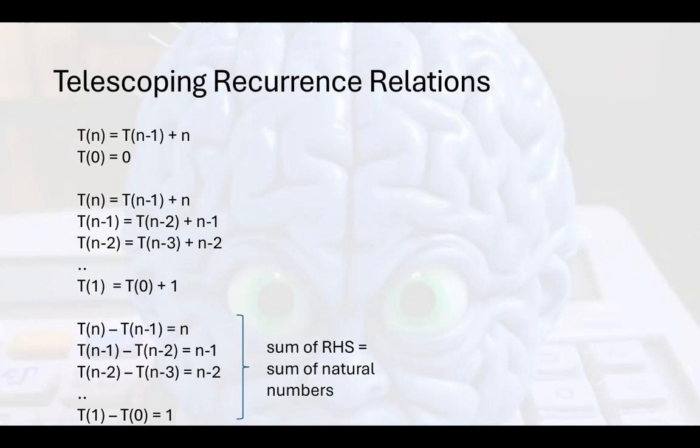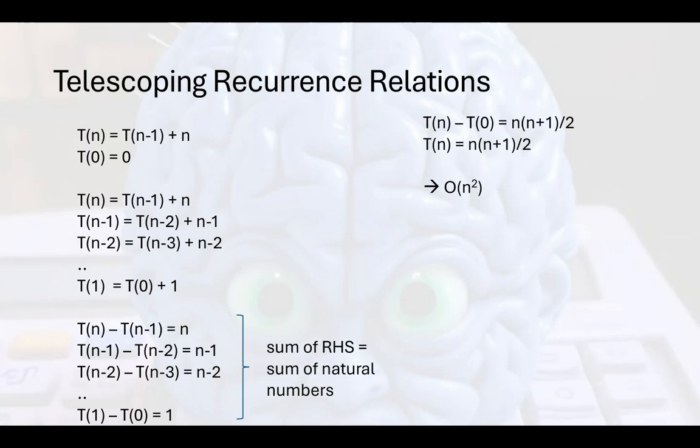So the right-hand side is the sum of all the natural numbers, which if you've been doing maths for long enough, you'll have noticed this comes up, is n bracket n plus 1 divided by 2, which makes this all very easy. If you happen to know that, we have t of n minus t of 0 equals that. T of 0 equals 0, so we just end up with this, which gives us big O of n squared.